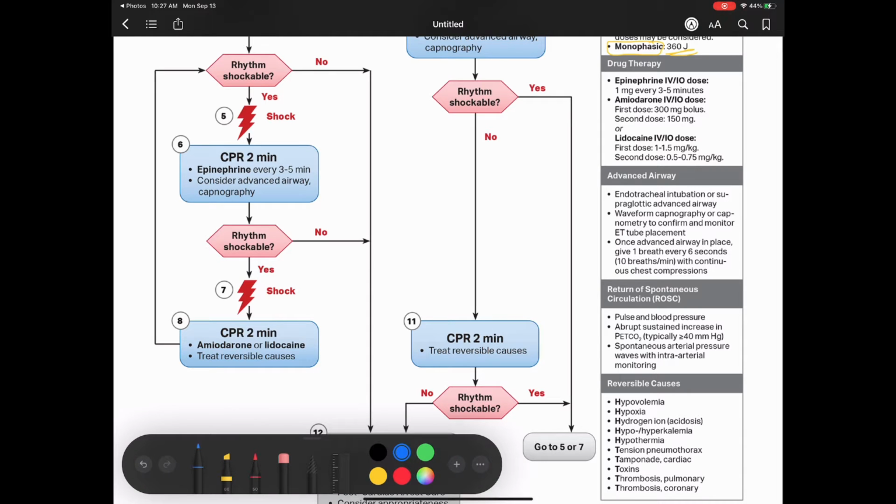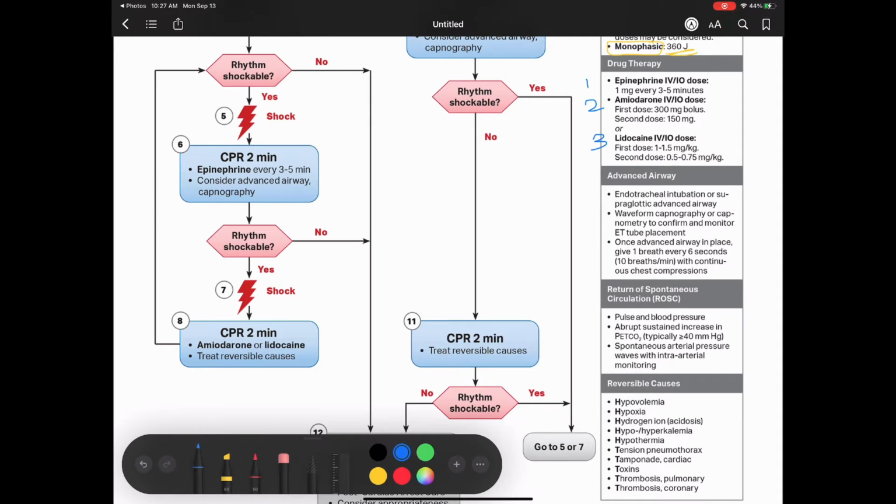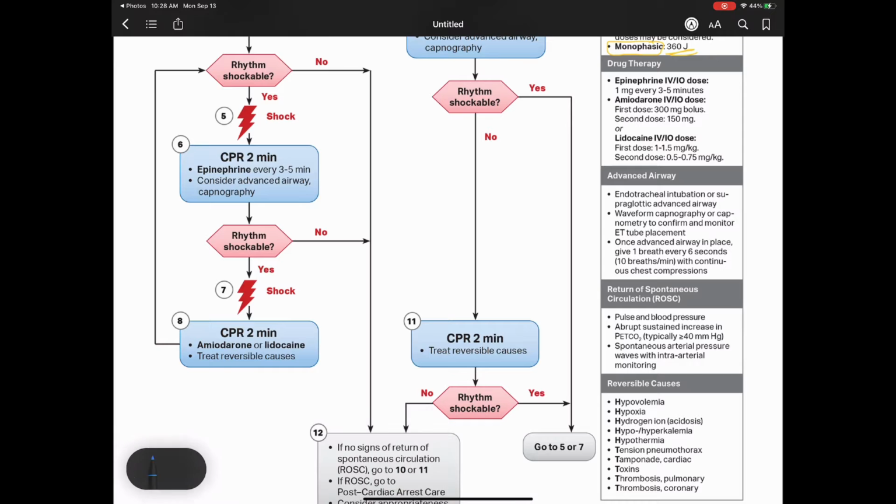Next, most important is drug therapy. There are three types of drug therapies that are given in CPR, which are epinephrine, amiodarone, lidocaine. All these three can be given by intravenous or intraosseous route. Epinephrine is given via IV or IO. Dose is 1 milligram every 3 to 5 minutes.